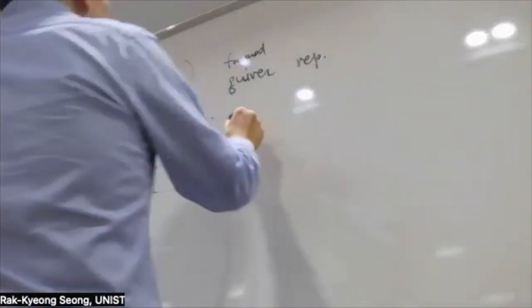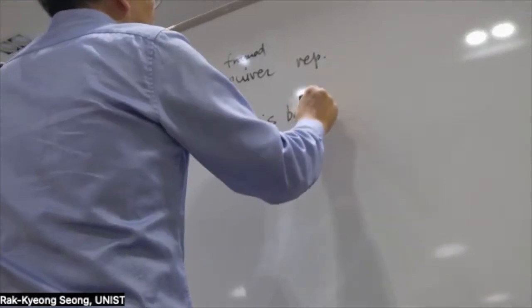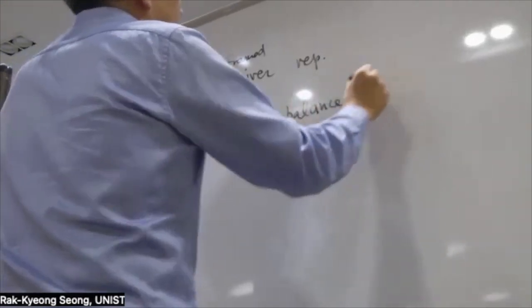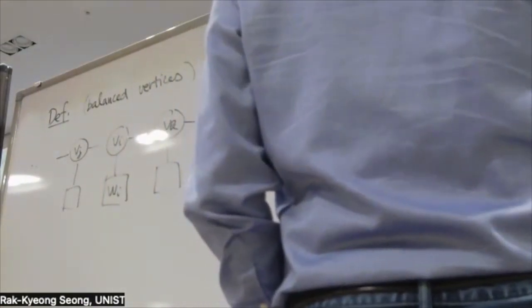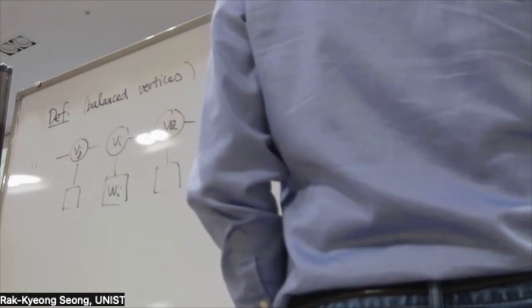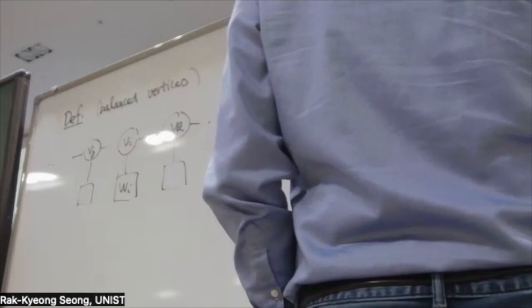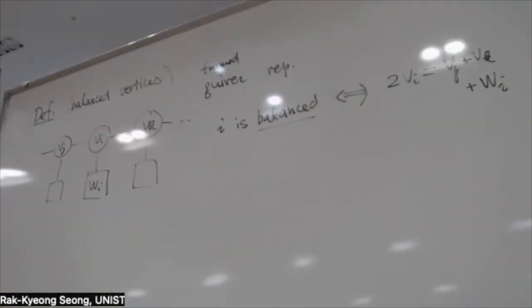Then we say I is balanced. It's a combinatorial condition: 2 times Vi is equal to the sum of Vj plus WI. So if this condition is satisfied, we say this is balanced.